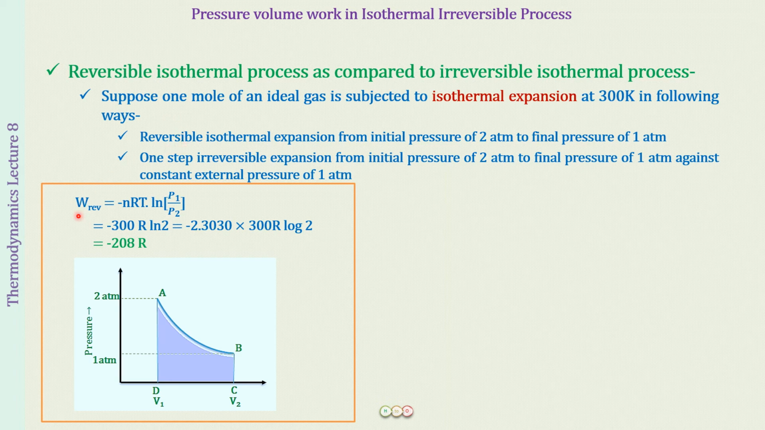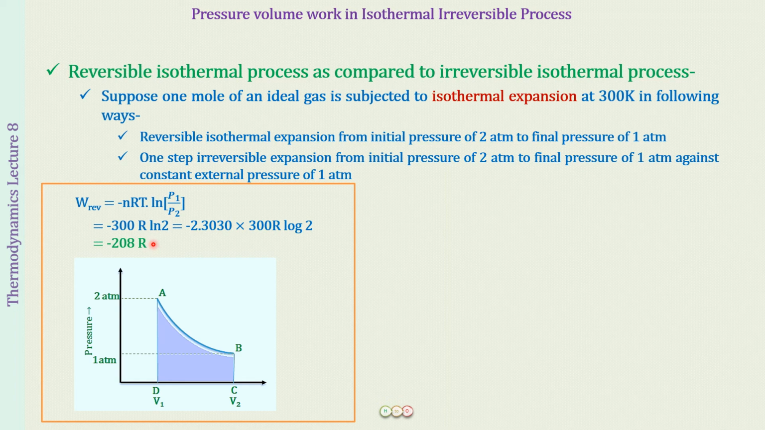So for reversible isothermal process, what is the formula for work done? This will be equal to minus nRT, natural log of P1 by P2. And when it was volume, it was V2 by V1. So now let us put these values. So the temperature, this is 300. R, I have just written as R. You can put down the value of the gas constant, but I just want to do a comparison over here, so I've just not put the value of R.